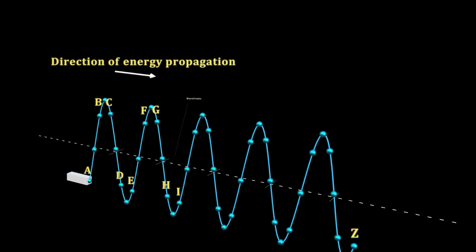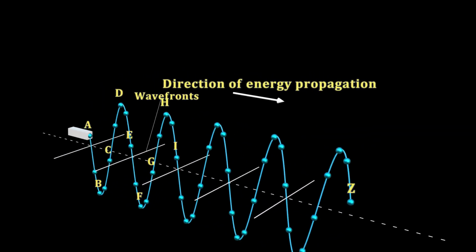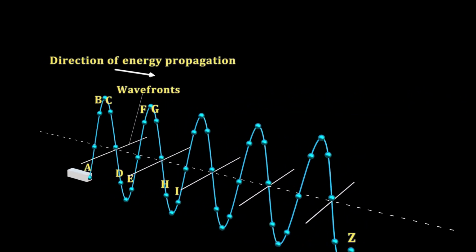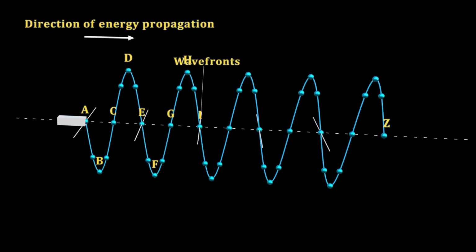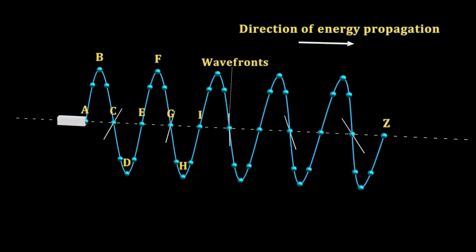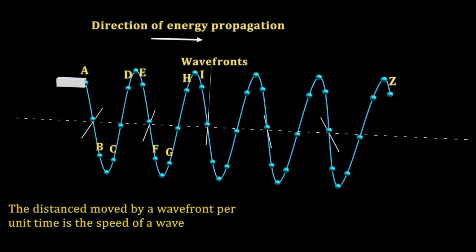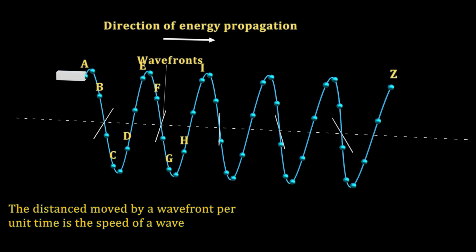To do this, let us draw lines perpendicular to the direction of energy propagation called wavefronts. The distance between two consecutive wavefronts is equal to a wavelength lambda. The wavefronts move forward as time progresses. The distance moved by a wavefront per unit time is what we mean by the speed of the wave.